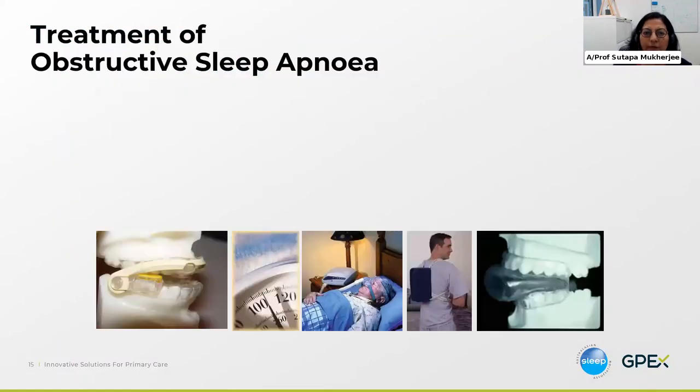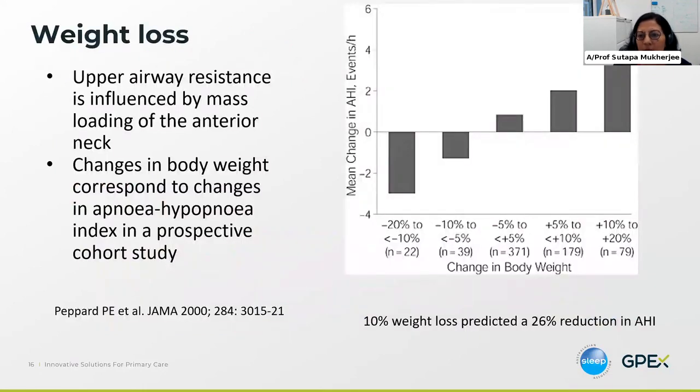So what about some of the treatments? I'll just go through that in a little bit more detail. So weight loss for people who are overweight. The reason that this is really important is this slide is actually showing that if someone is overweight, if you lose 10% of their body weight, there's actually a 26% or a disproportionate reduction in the apnea-hypopnea index.